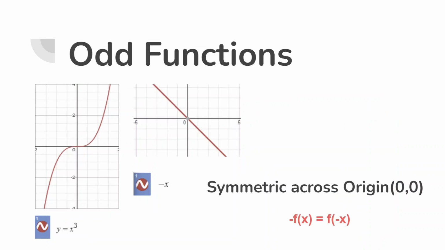Next one is the odd function. Odd functions have a property that they are symmetric across the origin, or (0, 0). If we write it as an equation, it's going to be negative f(x) is equal to f(negative x). Some examples of odd functions are y equals x cubed or y equals negative x.